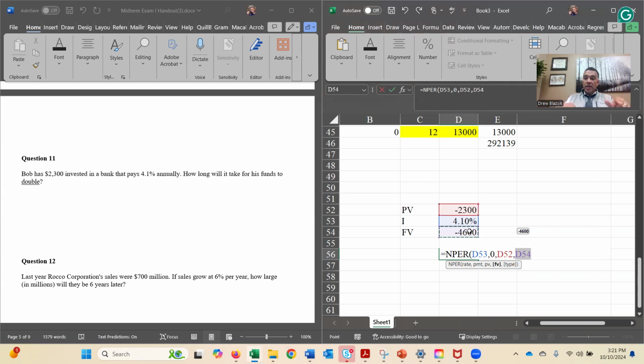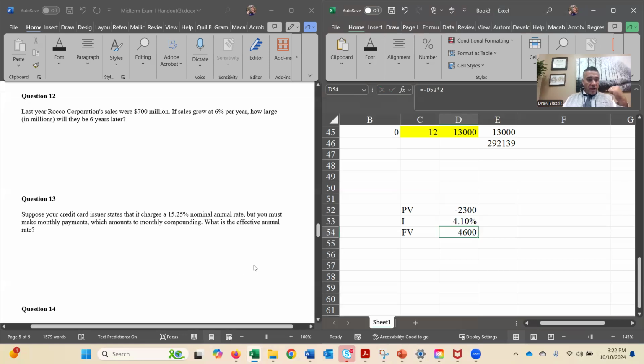That's going to tell you how many years it'll take for 2,300 today to be doubled. If I said triple, just multiply times 3. So what I'm going to do is I multiply it. I'm going to put a negative out there because you want that future value as a positive, and that's negative.